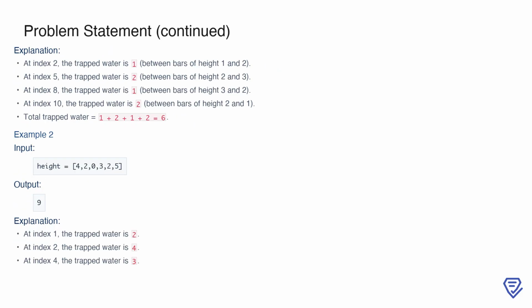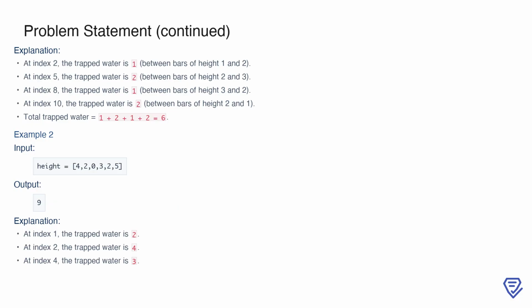To understand how the water is trapped, let's break it down. In the first example, at index 2, there's 1 unit of water trapped between the bars of height 1 and 2. At index 5, there are 2 units of water trapped between the bars of height 2 and 3. At index 8, 1 unit of water is trapped, and at index 10, another 2 units are trapped. When we add these values together, the total trapped water is 1 plus 2 plus 1 plus 2 equals 6.